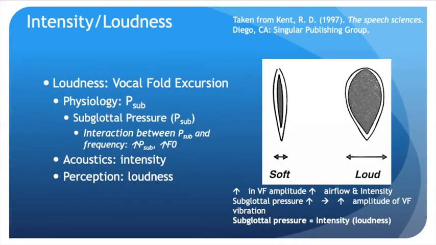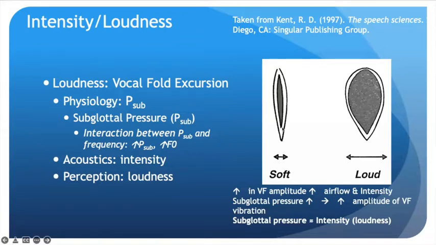So a note about intensity and loudness. Intensity is the objective term and loudness is the subjective perceptual term. Loudness is predominantly controlled by subglottal pressure. When you increase subglottal pressure, you increase the amplitude of vibration of the vocal folds. And the vocal folds snap back together with a greater force, thus creating a greater pressure disturbance, creating a louder sound, a more intense and a louder sound.